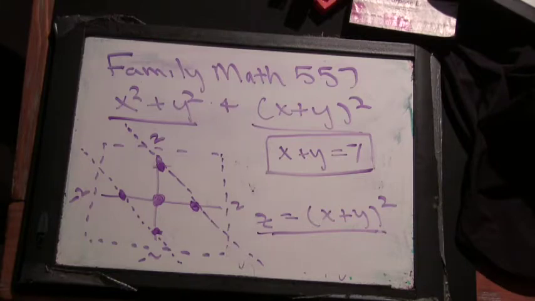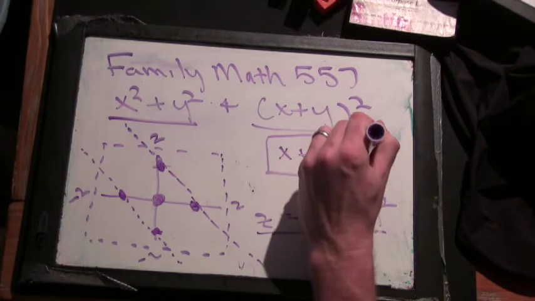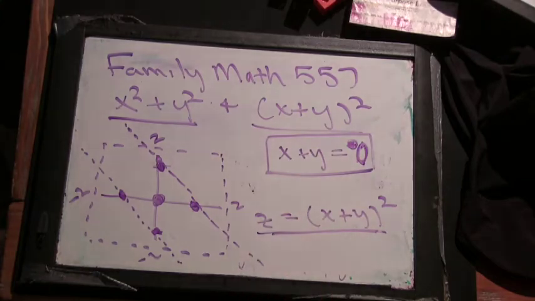0. Okay. What would it mean if z equals 0? So it would be x plus y squared is 0. x plus y squared is 0. x plus y equals 0. So x plus y equals 0. What kind of equation is that? That's also a line. Can you tell me some points on this line? x plus y equals 0?